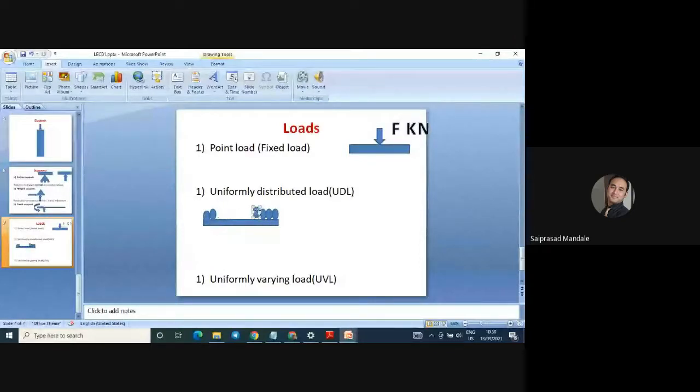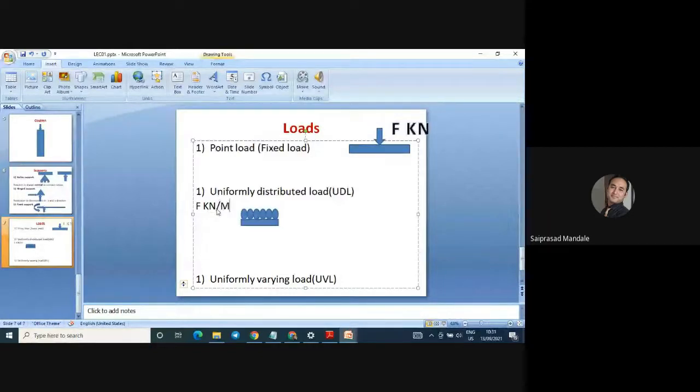This is the uniformly distributed load. If such a load is acting on the beam, this is a beam, and if such a type of loading is observed on the beam, its intensity is given in terms of, say, F kilonewton per meter.